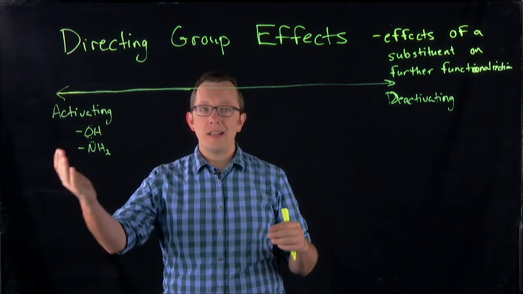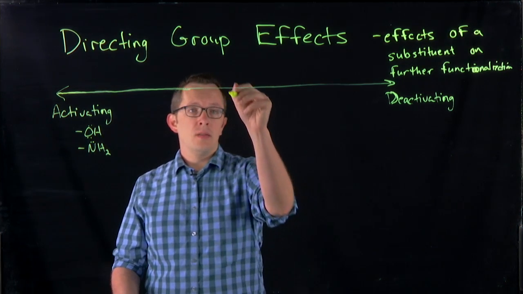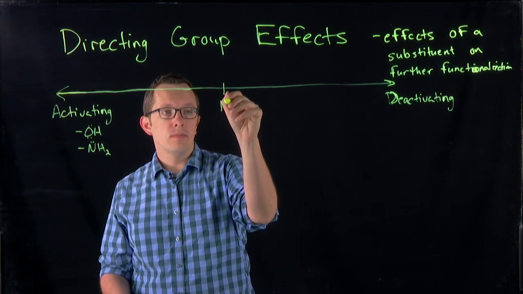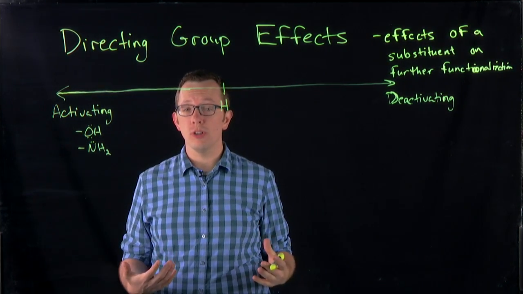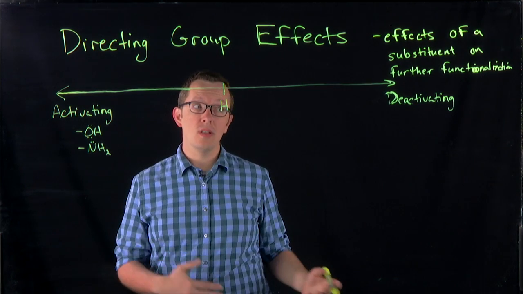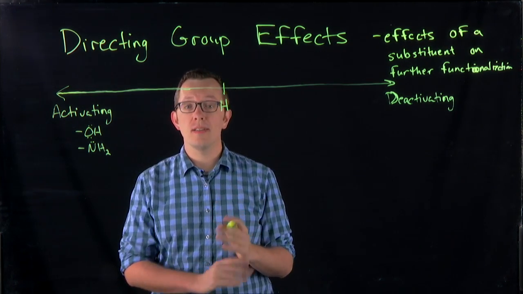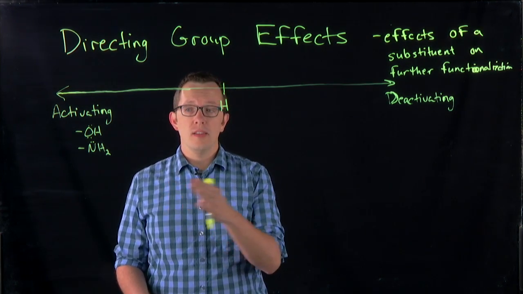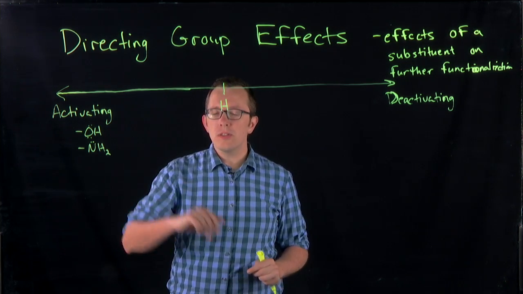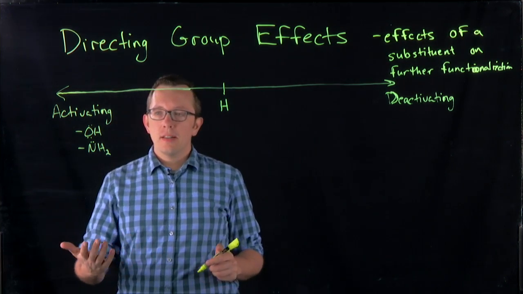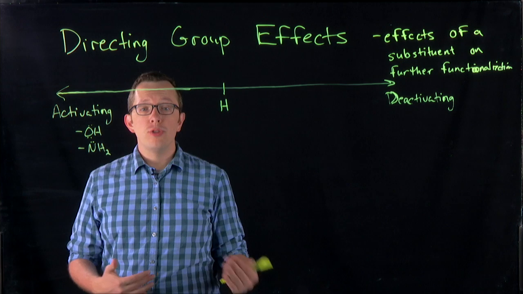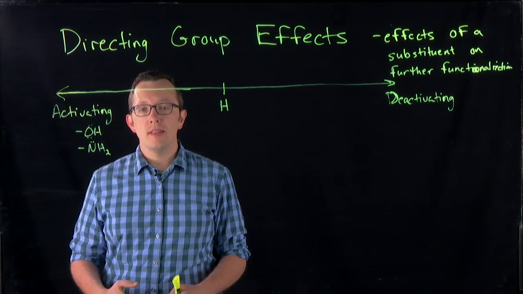And on our scale of activating to deactivating groups, in the middle we have hydrogen, right? Where hydrogen is neutral. It doesn't have an activating or a deactivating effect. It's our baseline position on this scale, right? So let's first talk about activating groups. Activating groups work because you're able to donate electron density into the benzene ring.